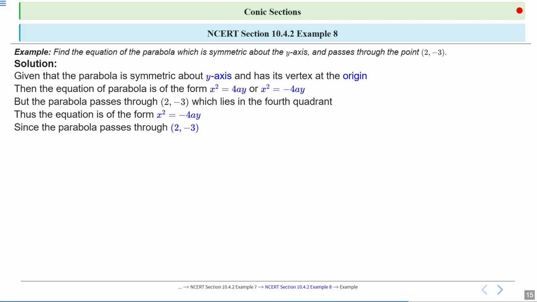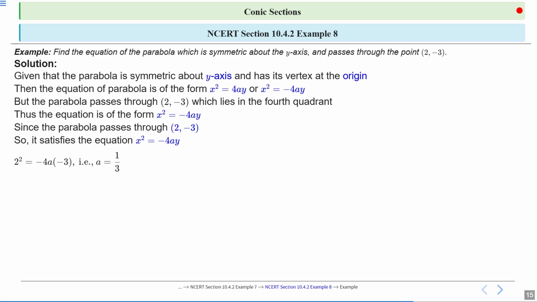And since the parabola passes through the point (2, minus 3), this point satisfies the equation x square equal to minus 4ay. So just put here x equal to 2 and y equal to minus 3 in the equation x square equal to minus 4ay, and then you will get the value of a.